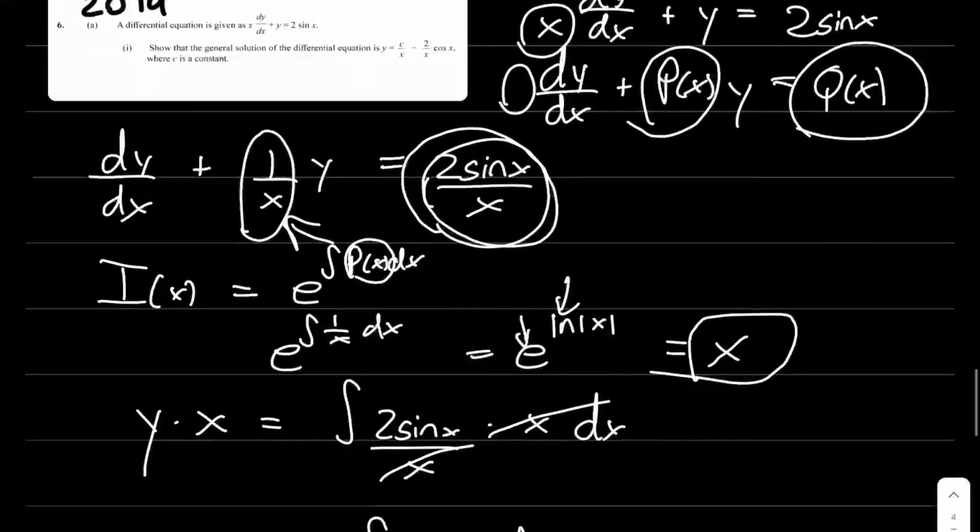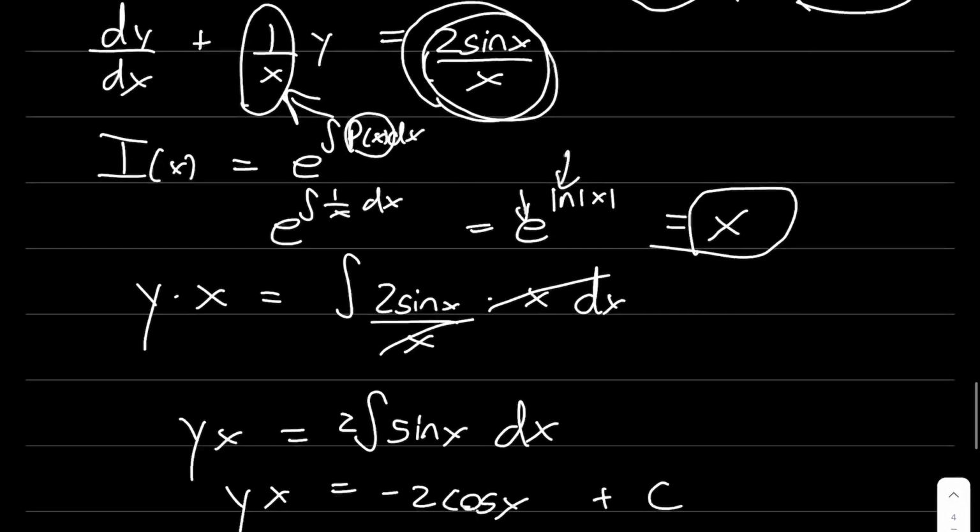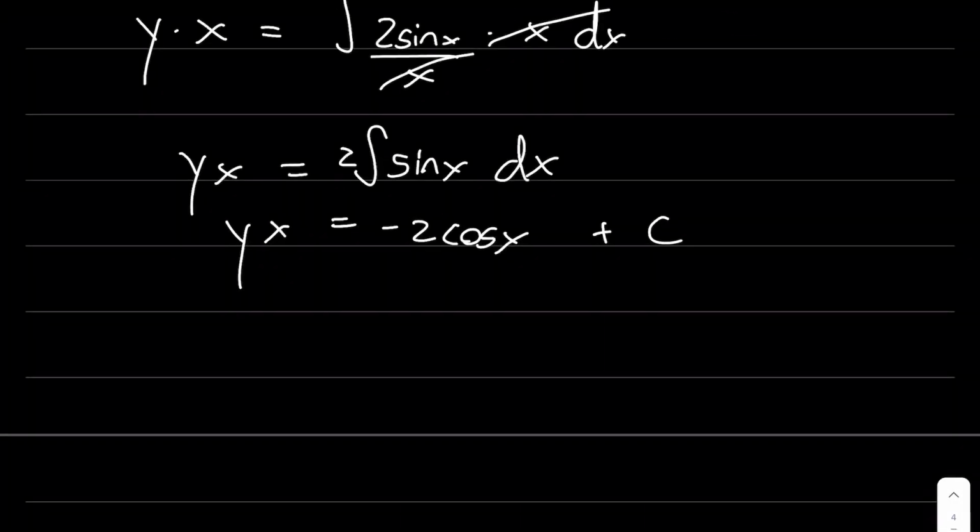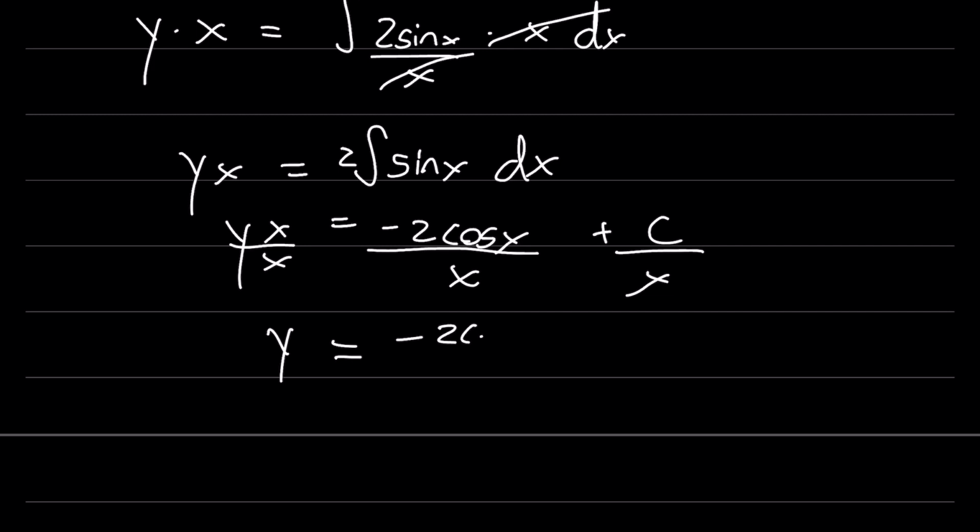So far, let's see what the question asks us. The question asks c over x minus 2 over x cos x. And we kind of already have the answer, so we just have to divide both sides by x to get y by itself. So the general solution is y equals negative 2 cos x over x plus c over x.